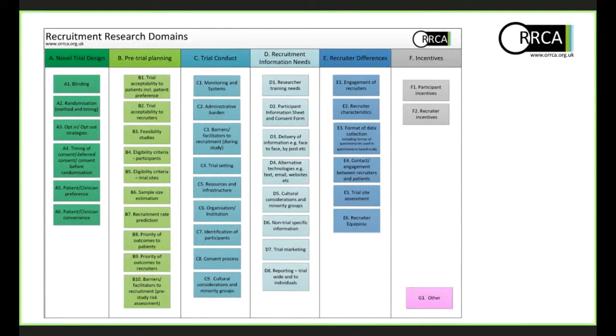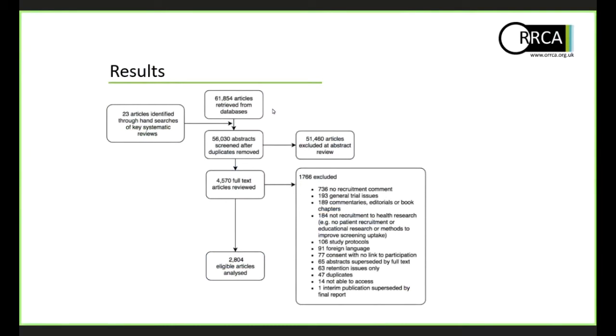So moving on to the actual results, as you can see from the PRISMA flow diagram, this was a large-scale literature review and quite an undertaking. We screened 56,000 abstracts and reviewed 4,500 full-text articles, of which we found 2,804 articles which were eligible and added to the database at that time.